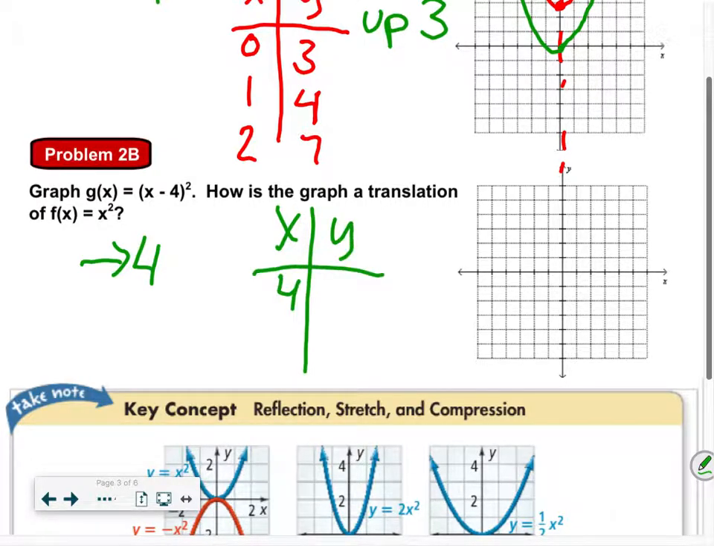If I put in 4 for x, what do I get out? What's our graph? 0. Plot that. If I put in 5, what do I get out? -1. Right? No. Positive 1. If I put in 6, you get 2. No, 4, because then you square, right?